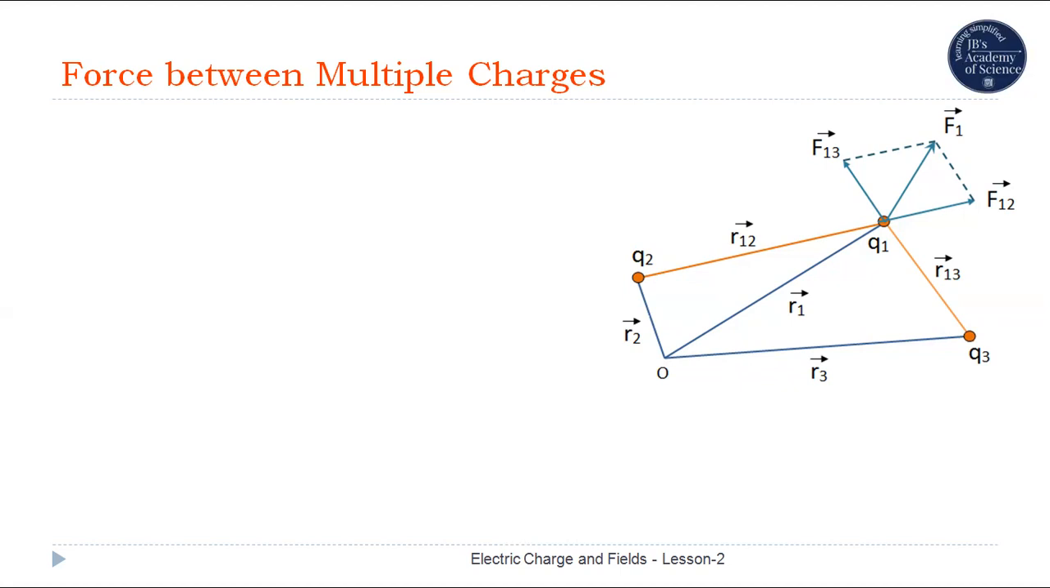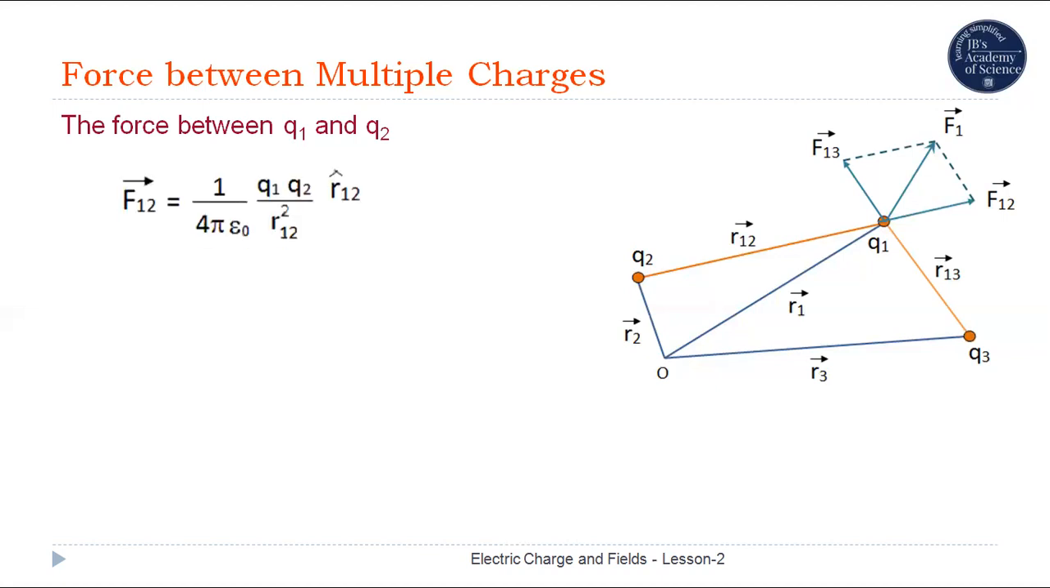Now, the force between Q1 and Q2 is given by F12 is equal to 1 by 4 pi epsilon 0 Q1 Q2 divided by R12 square R12 cap. This is the force on Q1 due to Q2. So this is represented by F12. Direction is as shown in the figure. It is from Q2 to Q1.